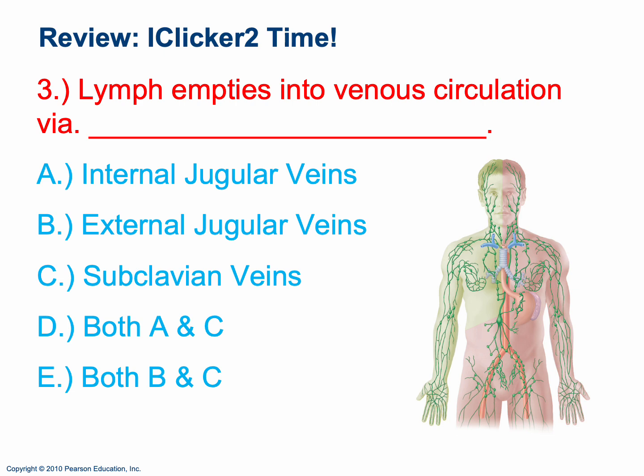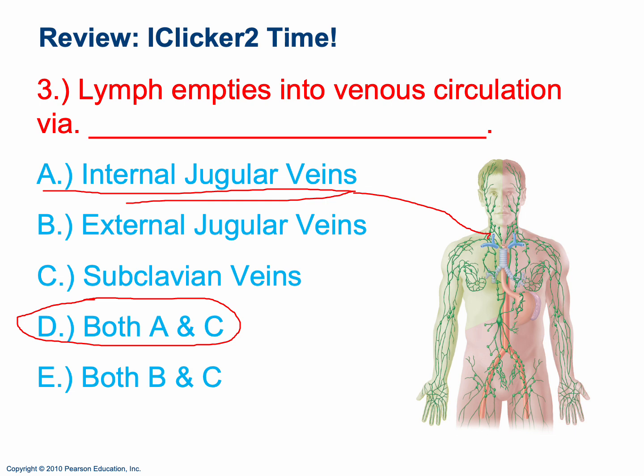What would be the correct answer here? The correct answer that I would go with would be choice letter D, both A and C. We'll circle that one more time for you. Both A and C: your internal jugular veins, and also the subclavian veins right there, but not the external jugular veins.